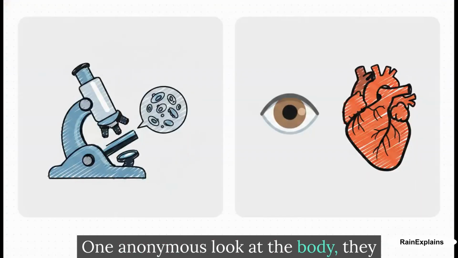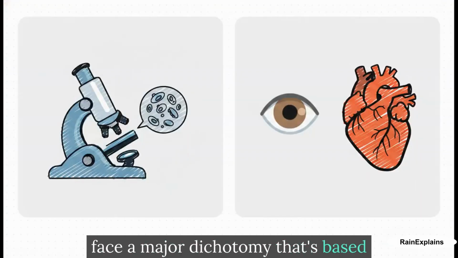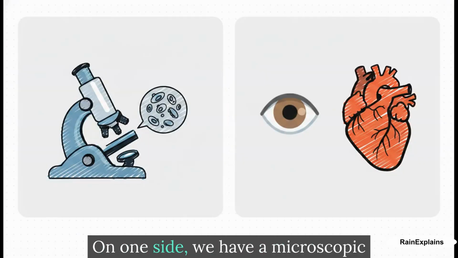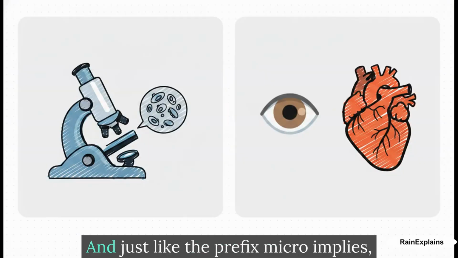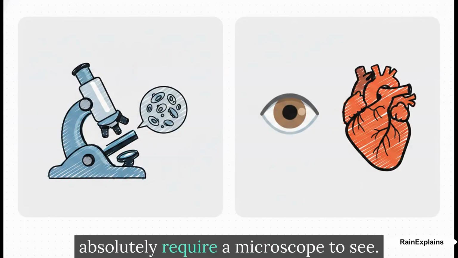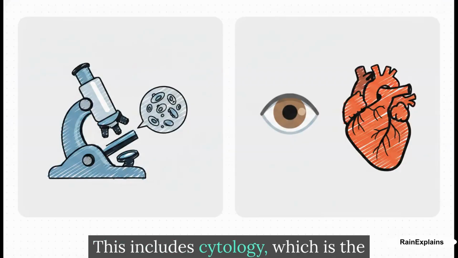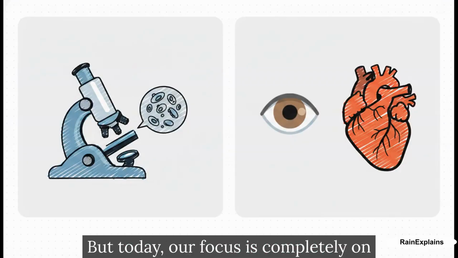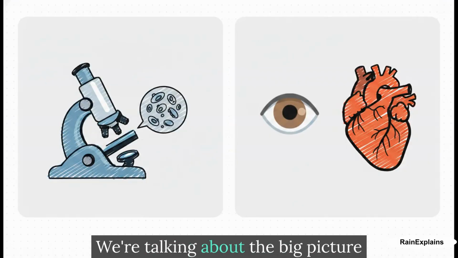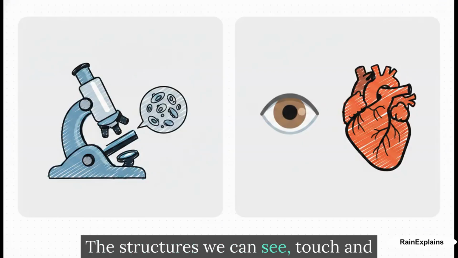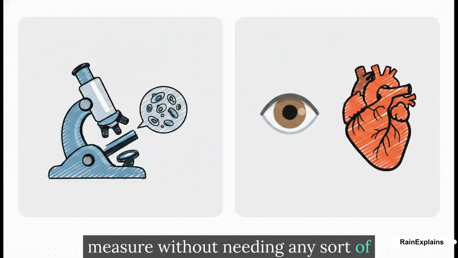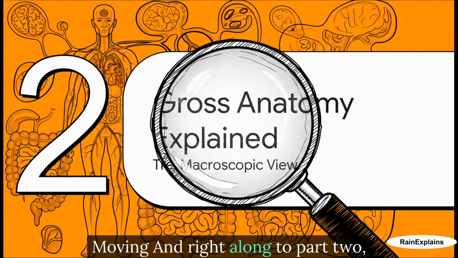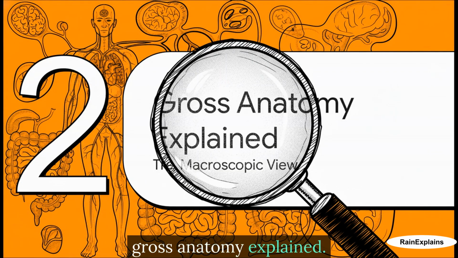When anatomists look at the body, they face a major dichotomy that's based entirely on scale. On one side, we have microscopic anatomy. And just like the prefix micro implies, these are tiny structures that absolutely require a microscope to see. This includes cytology, which is the study of cells, and histology, the study of biological tissues. But today, our focus is completely on macroscopic anatomy. We're talking about the big picture here, the structures we can see, touch, and measure without needing any sort of magnification.